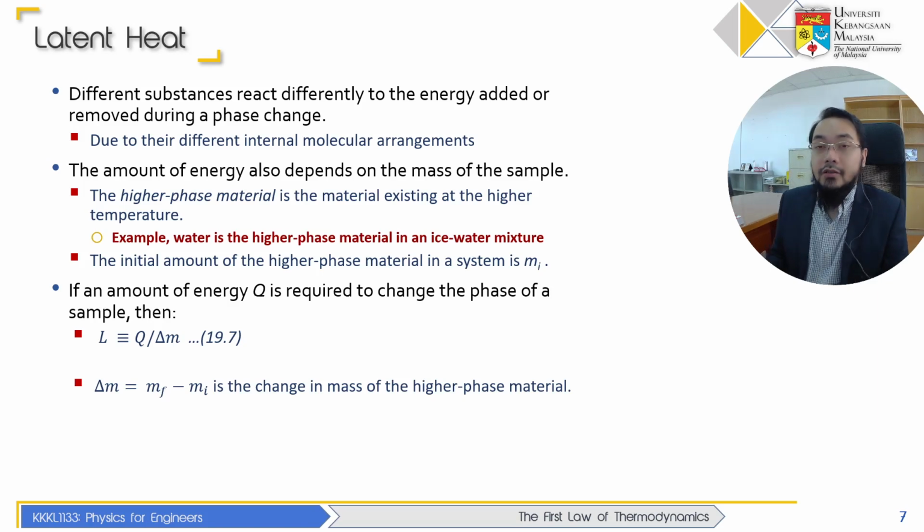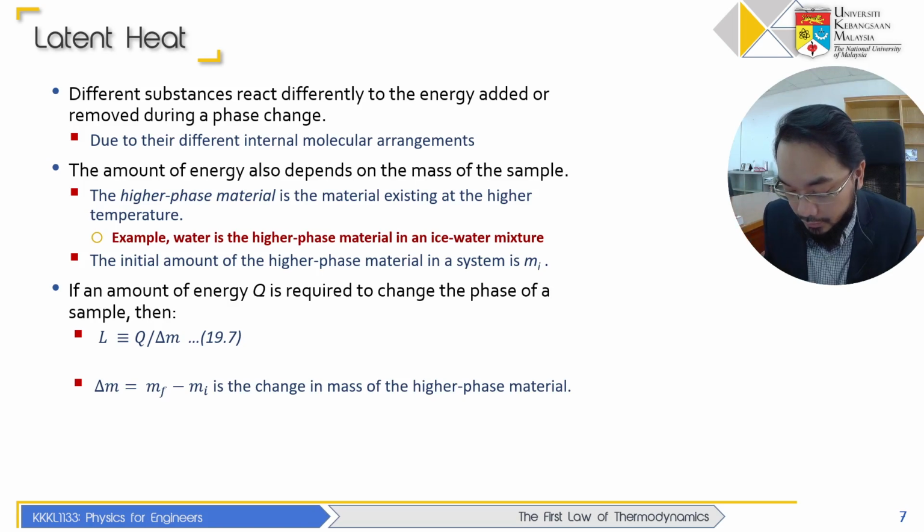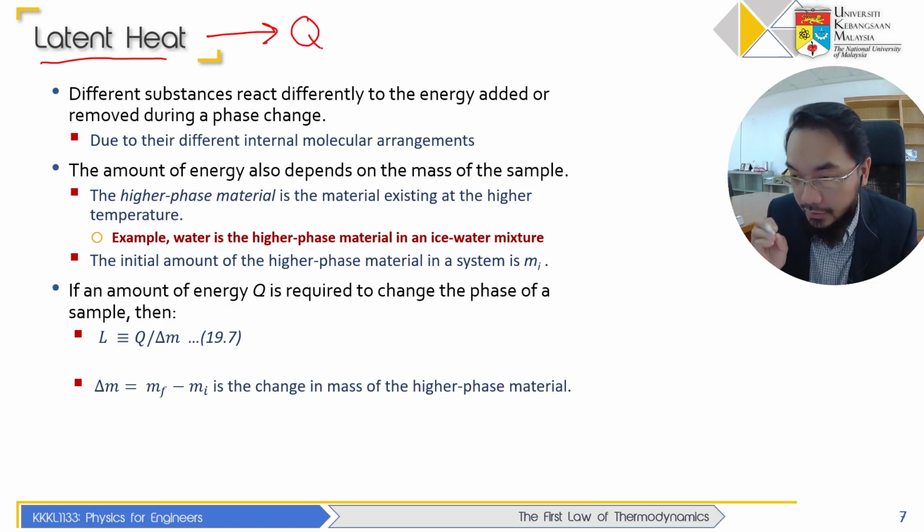Now, let's move on to the other parameter that we need to learn, which is latent heat. So we know heat is Q, the symbol for heat, which is the energy transferred due to temperature difference. Latent heat is something else. It is still heat transferred, but it is different from specific heat.